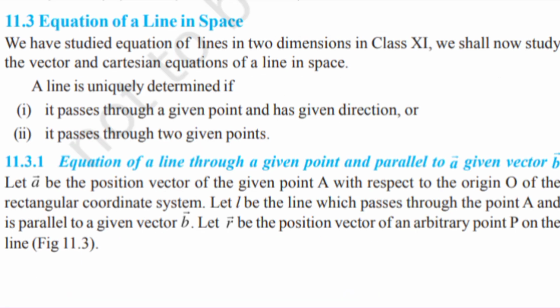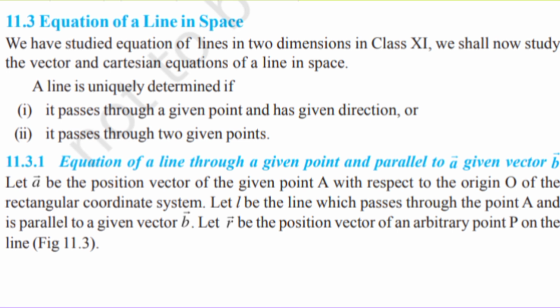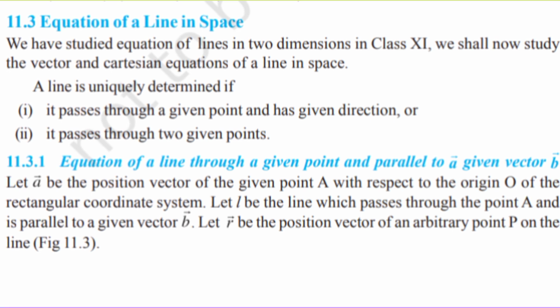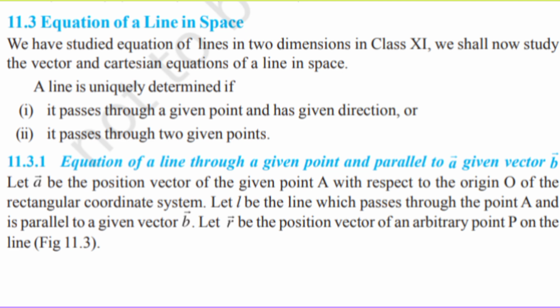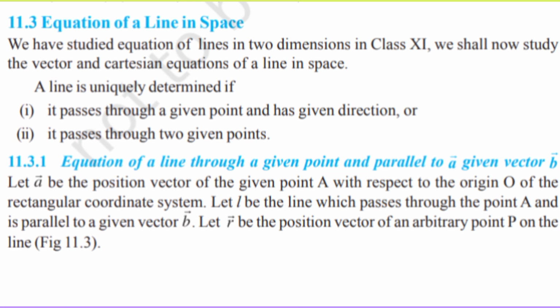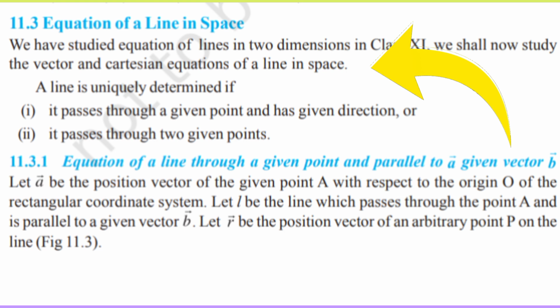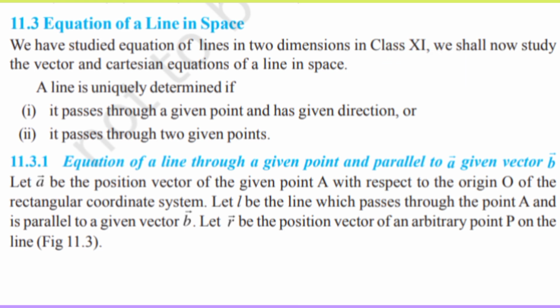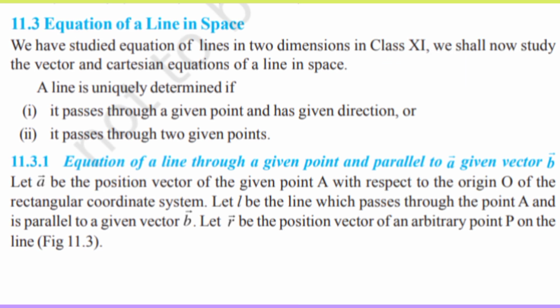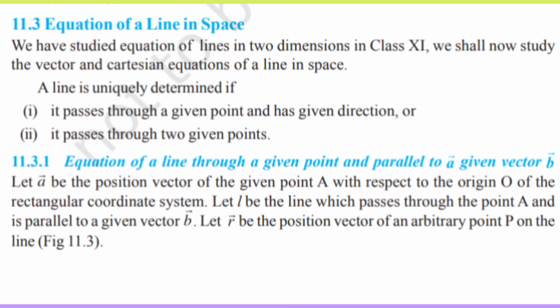11.3 Equation of a line in space. We have studied equation of lines in 2 dimensions in class 11th. We shall now study the vector and Cartesian equation of a line in space. A line is uniquely determined if, first, it passes through a given point and has a given direction; second, it passes through 2 given points.